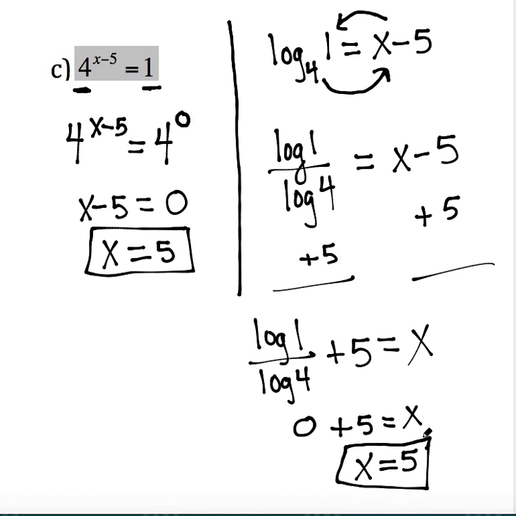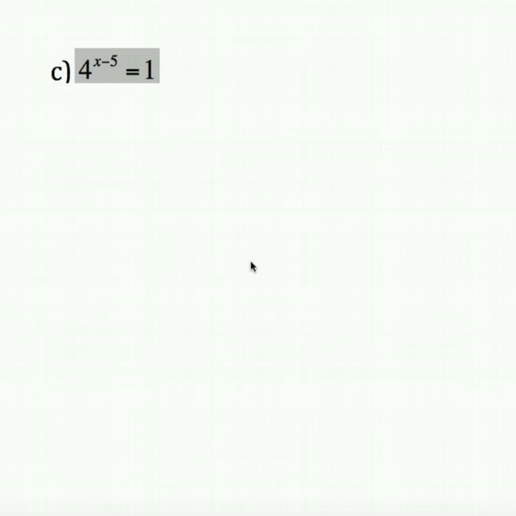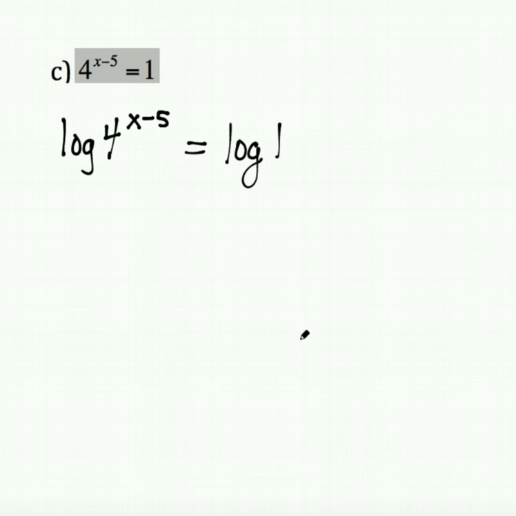Okay, again, two methods for you to look at for the same problem. Still looking at this example of 4 to the x minus 5 equals 1, we're trying to solve it. I'm actually going to give you one more method. To solve this, we're going to take the log of both sides. So I'm going to rewrite that as the log of 4 to the x minus 5 is equal to log of 1.